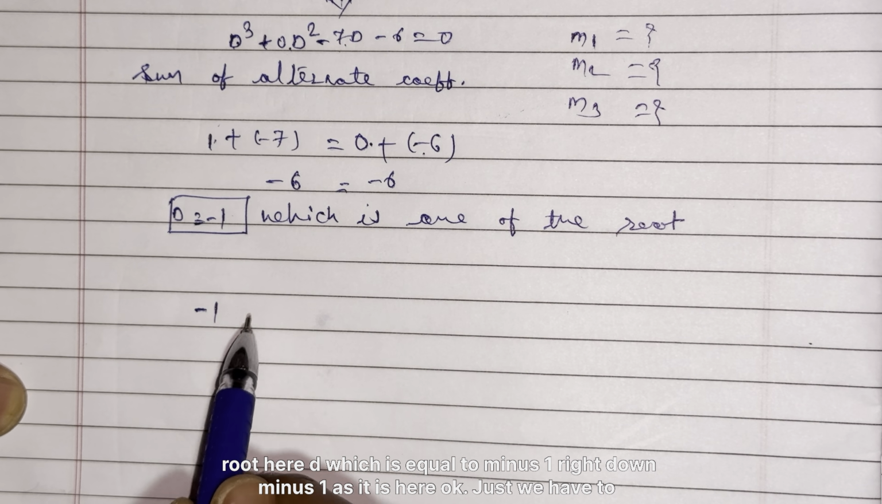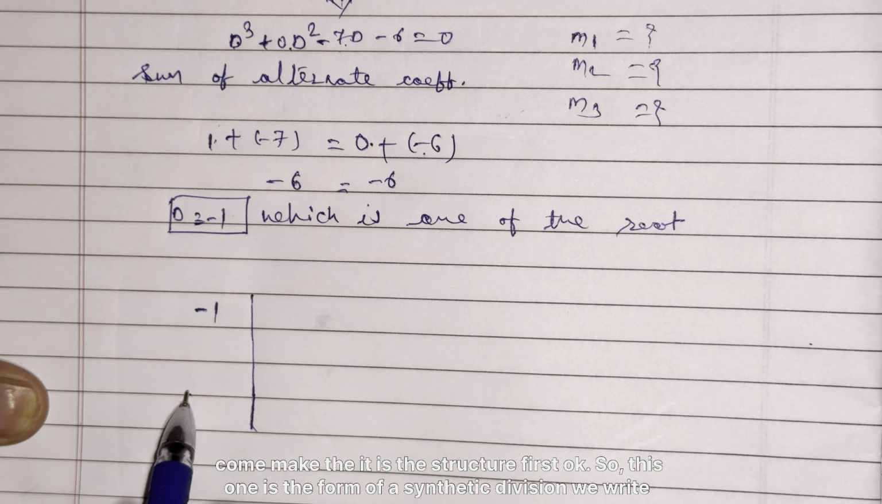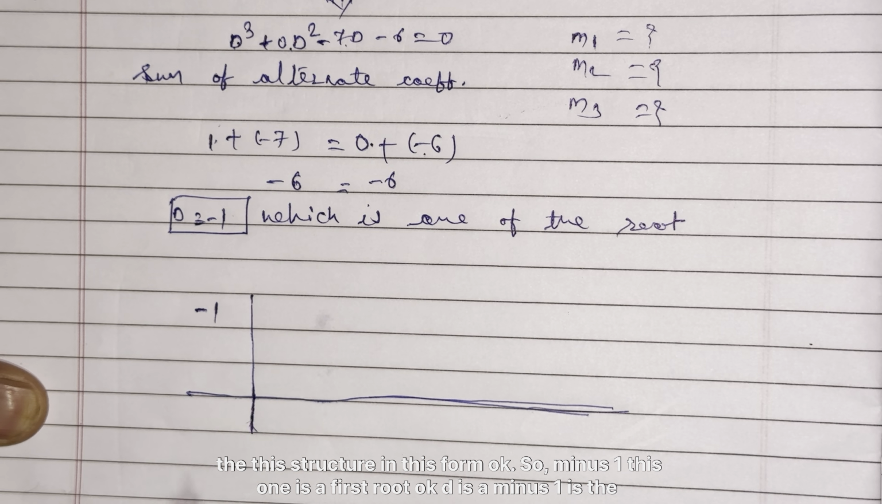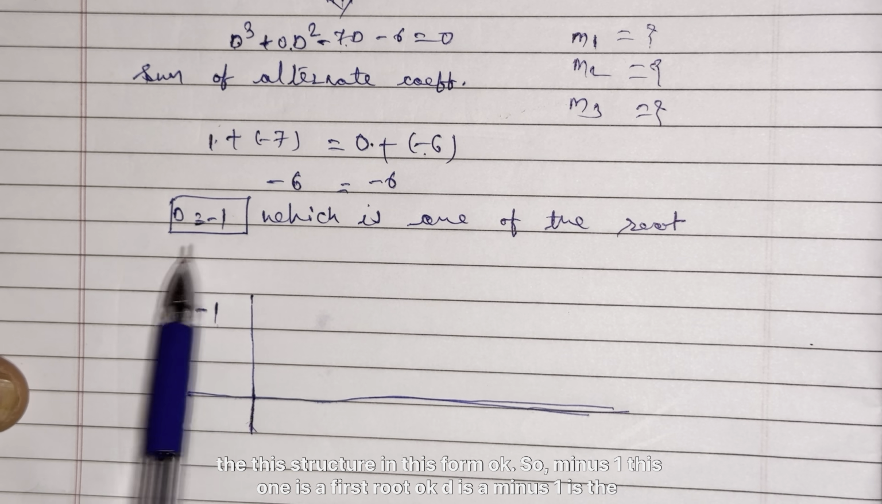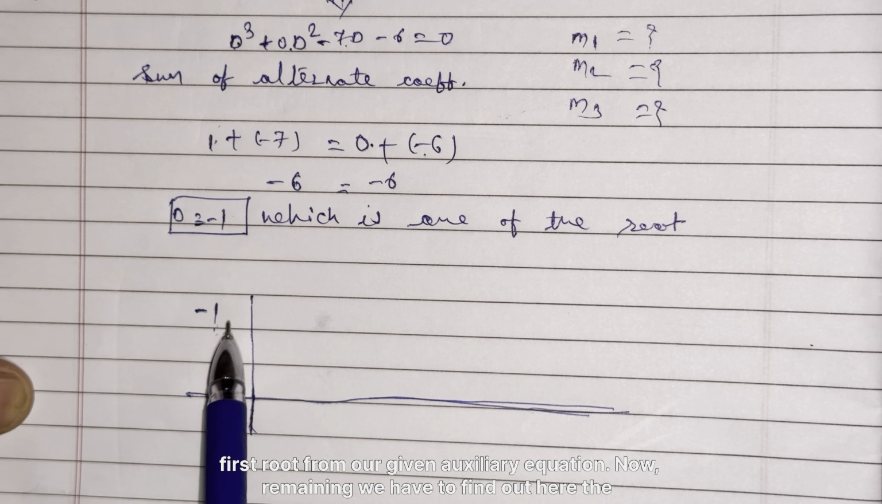Okay, we have to make its structure first. So this one is the form of a synthetic division. We write this structure in this form. So minus 1 is the first root from our given auxiliary equation.